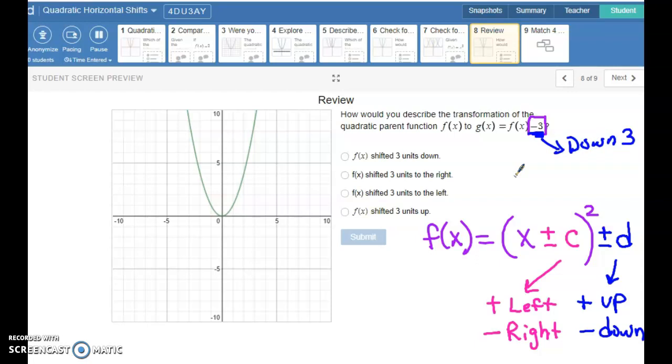Okay, so make sure that you write this down. This is very important notes. You need it for the assess. You need it for your test. Pause the video, write it down.